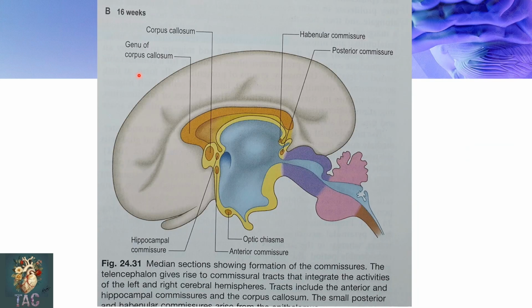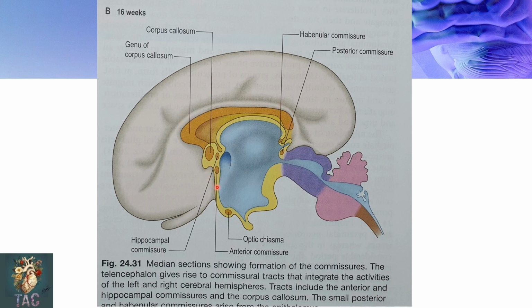So this is the diagram at the 16th week of development, in which you can see the commissures have been further modified and developed. So all these areas, this is the corpus callosum, its genu, its body, and all the areas of the corpus callosum have been developed.